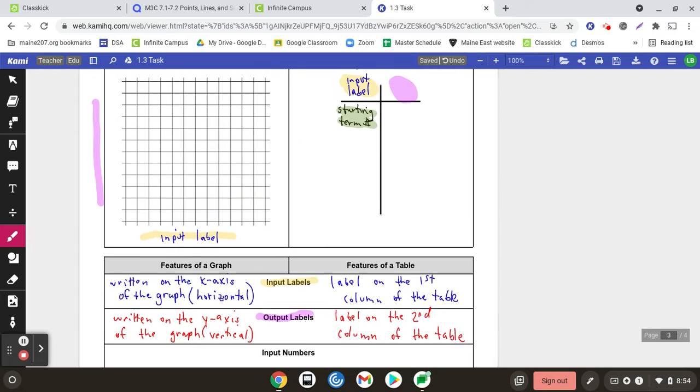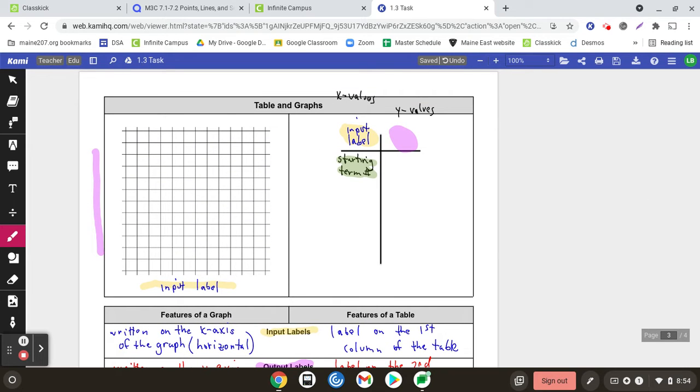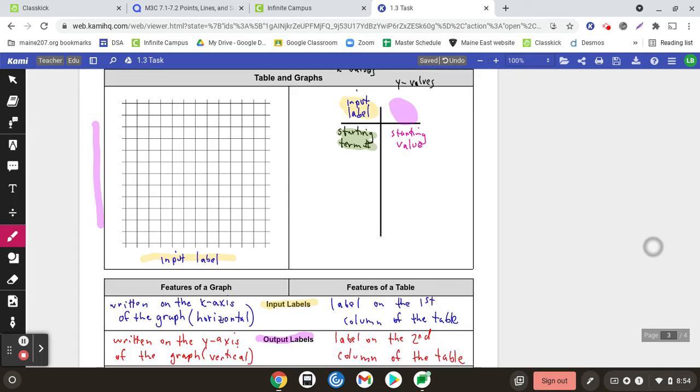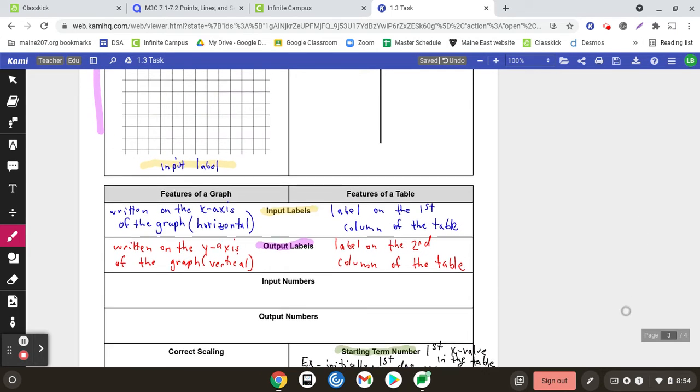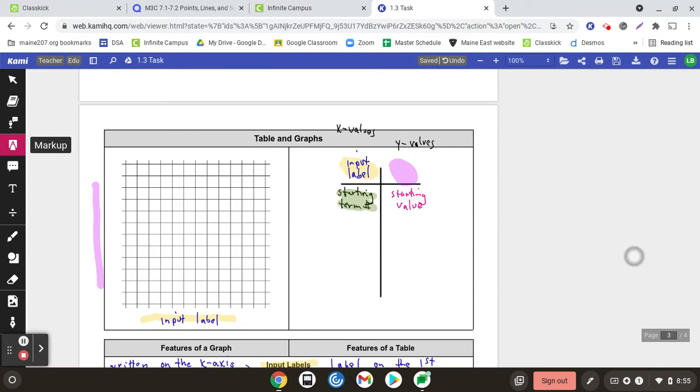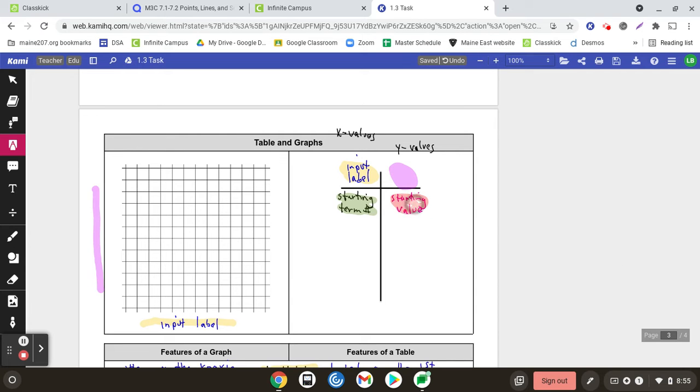Which means if I scroll up to the table, the very first y value is going to be the starting value, and y values are in the second column, which we'll talk about in a minute. So I labeled that red.